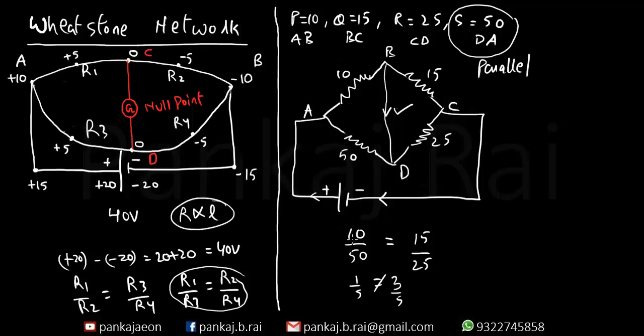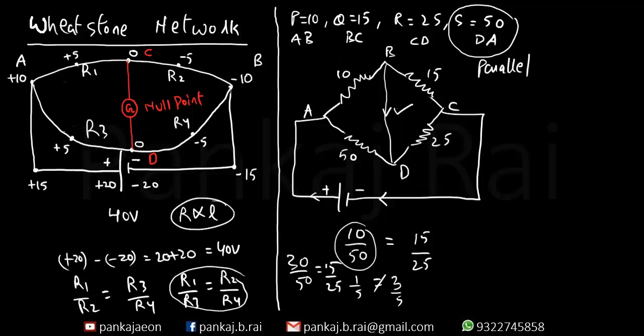Let's say I make this one as well as 3 by 5, so it will be like 30 by 50 is equal to 15 by 25, so it will be balanced. Okay, so if I want to balance this network by changing this resistor, I have to replace this 10 by 30. But I cannot replace it, so let's say I can increase the resistance by including one more resistor in series with this 10.